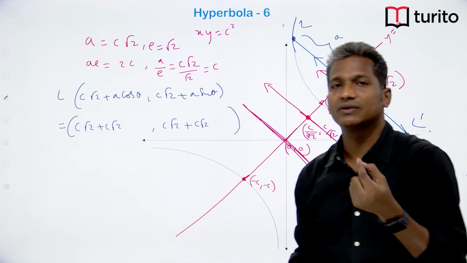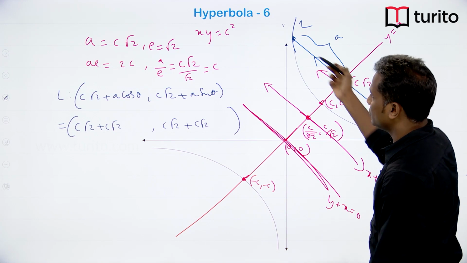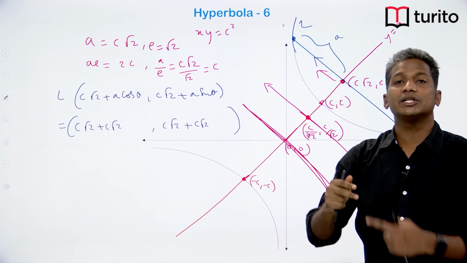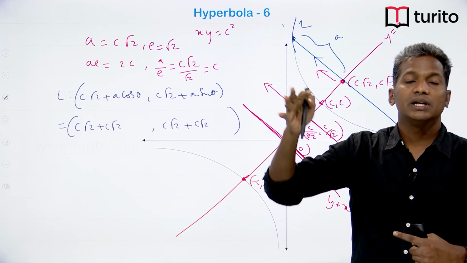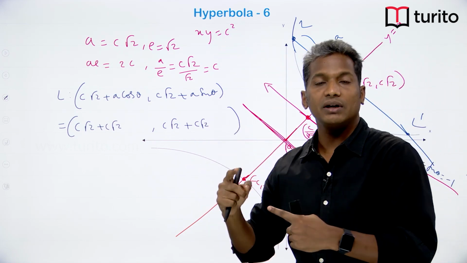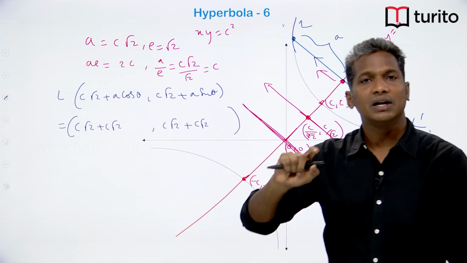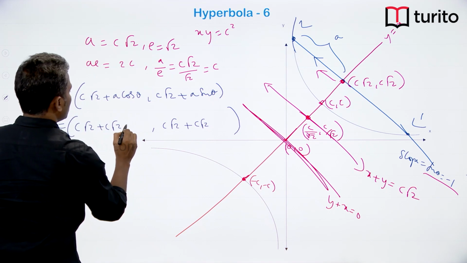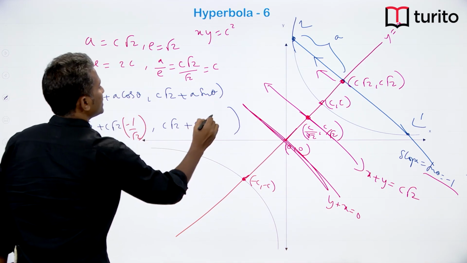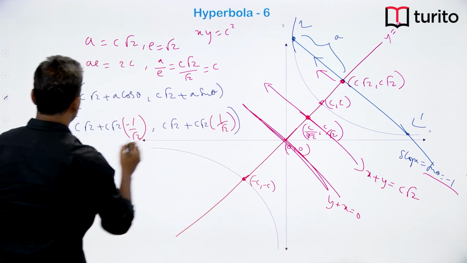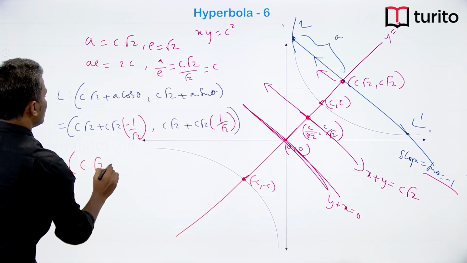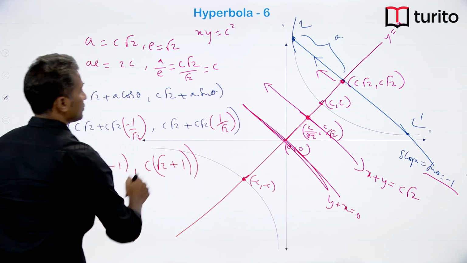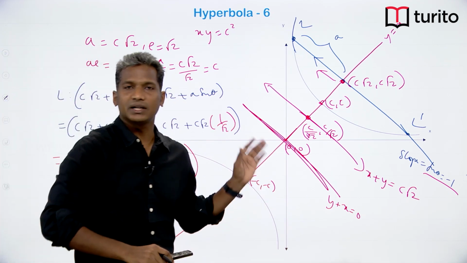Which is the negative sign? For that you use this direction idea. If you are moving along a direction which is going to end in the second quadrant, even though your point is in the first quadrant, take sin theta positive, cos theta negative. So, this is going to be -1 by root 2 and this is going to be 1 by root 2. So, with this we can write c into root 2 minus 1, comma c into root 2 plus 1 as one end of the latus rectum.